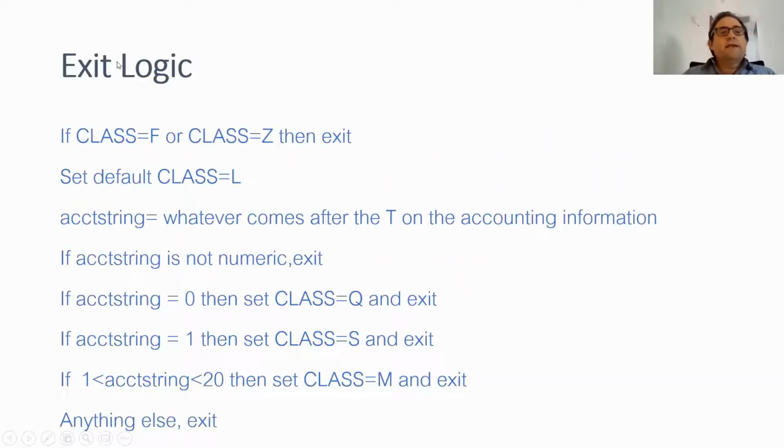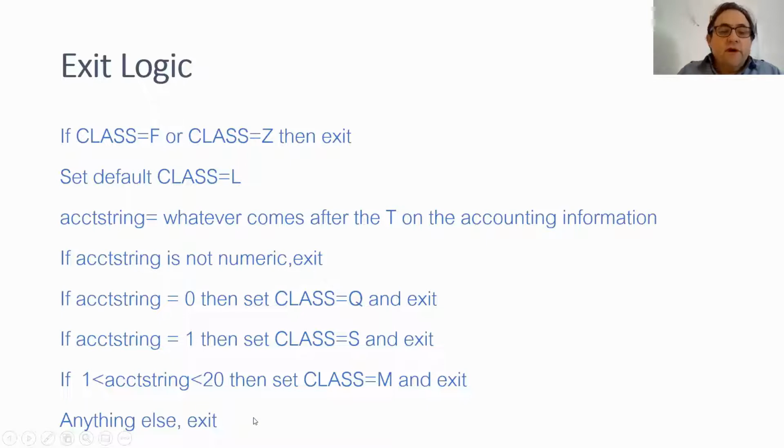So the logic within the exit is, if it's class F or Z, then just exit. Then set the default class of L. Think long running job. Then we look at the accounting string, and we look at whatever comes after that T on the accounting string. And if it's not numeric, then you just exit and you get class L. If it's 0, set the class to Q, think quick. If it's 1, set it to S, think short.